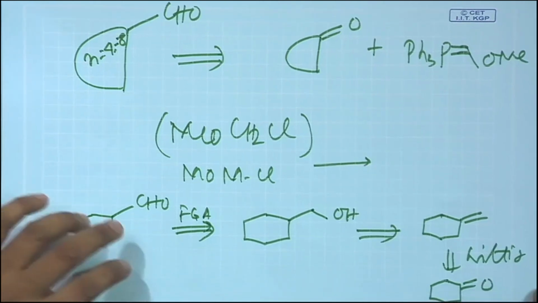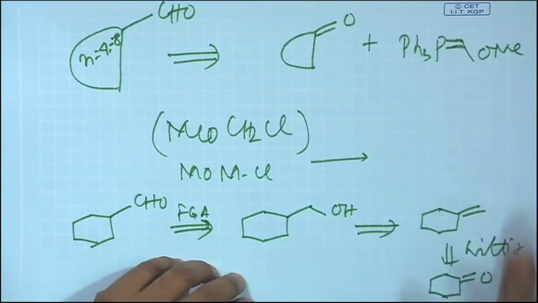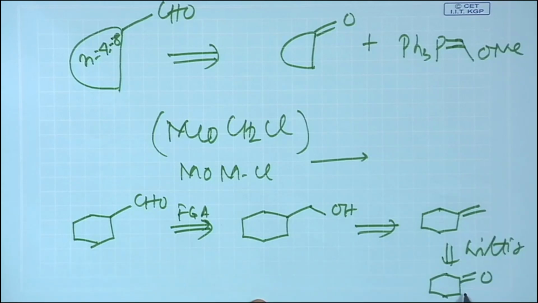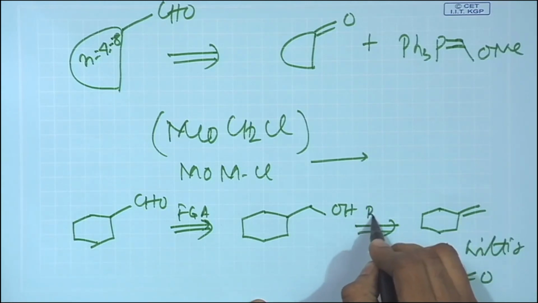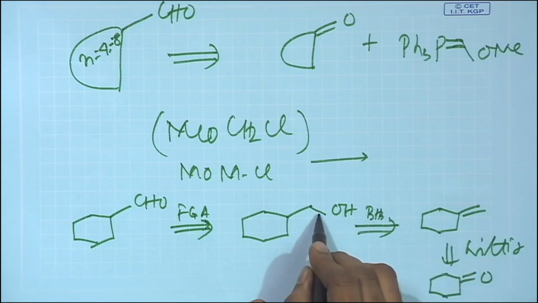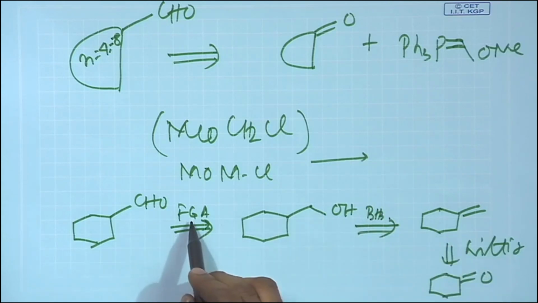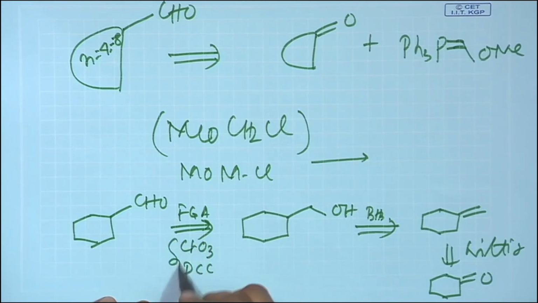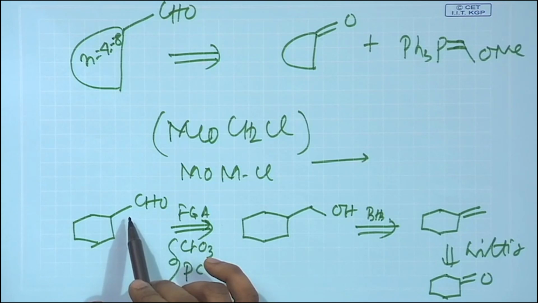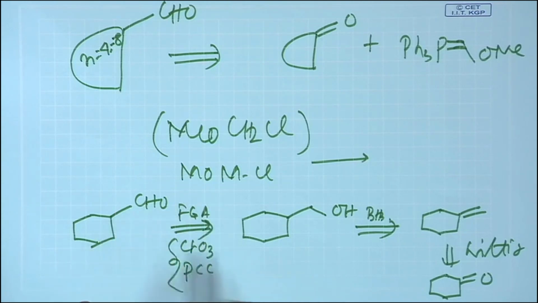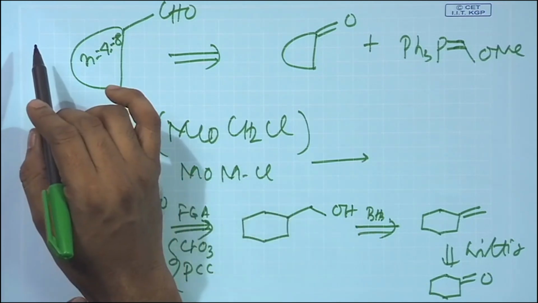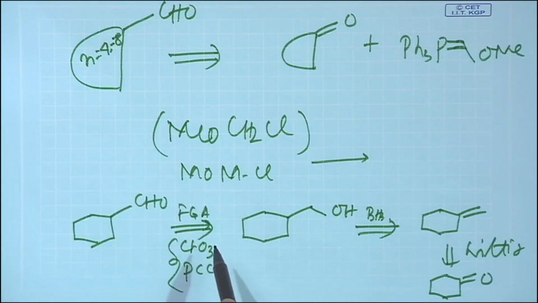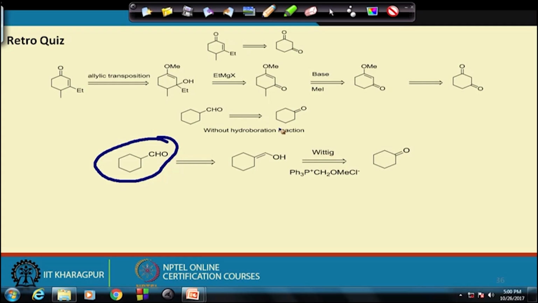You can basically make your routes available. So, cyclohexanone, Wittig, you get here. You do a hydroboration, meaning borane THF, and you get cyclohexyl methanol. Then functional group addition by simple oxidation, let us say chromium trioxide or PCC, pyridinium chlorochromate, or another oxidizing agent, and you arrive here. But we are giving a prerequisite in this particular problem: you cannot use the hydroboration reaction.